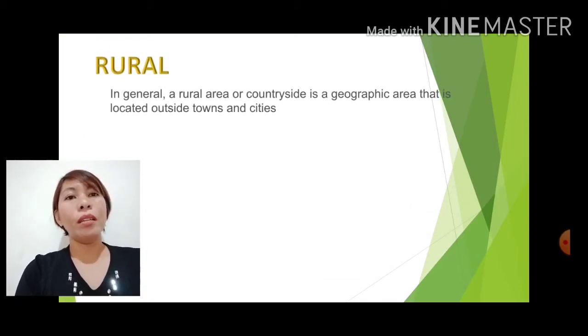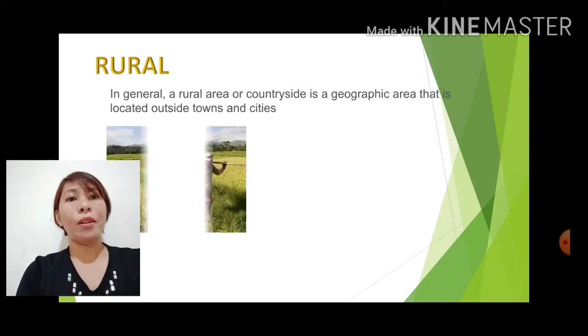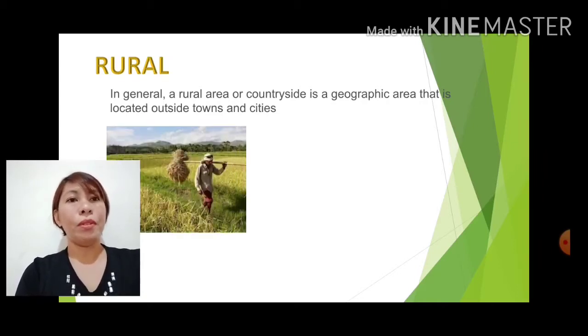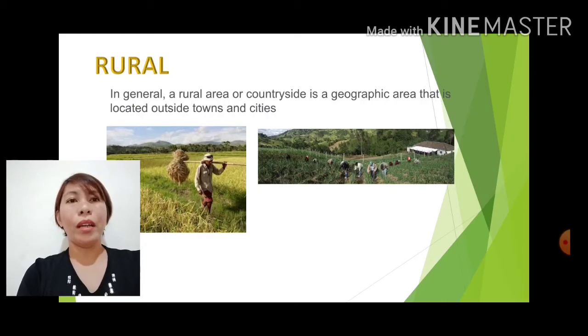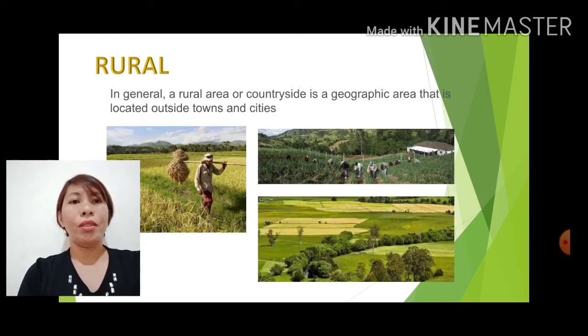So, in general, a rural area or a countryside is a geographic area that is located outside towns and cities. A rural area is an open vast of land that has few homes or other buildings and not very many people living in the area. So, the population density is very low in the rural area. We have here examples of pictures of rural areas. So you can see the vast of land, farmland, agricultural land.